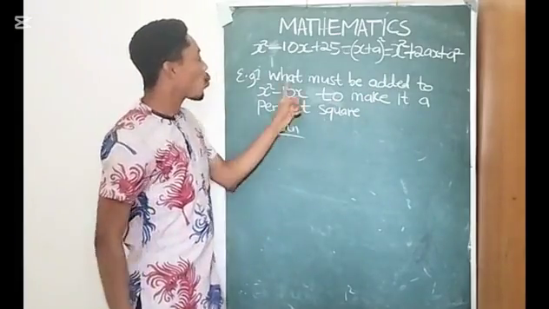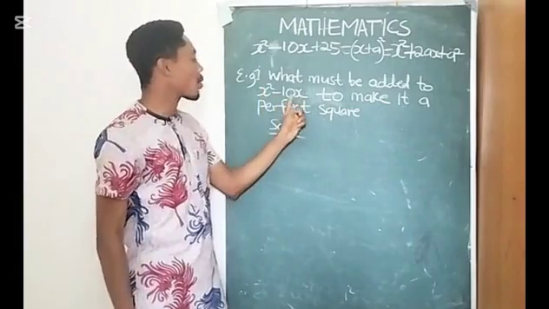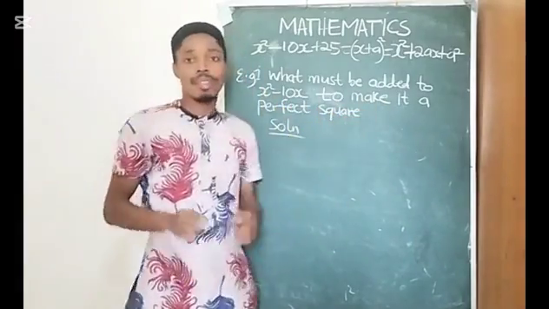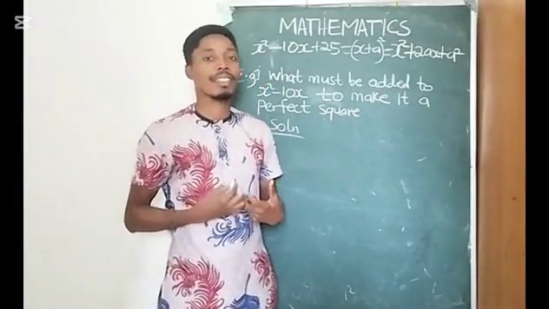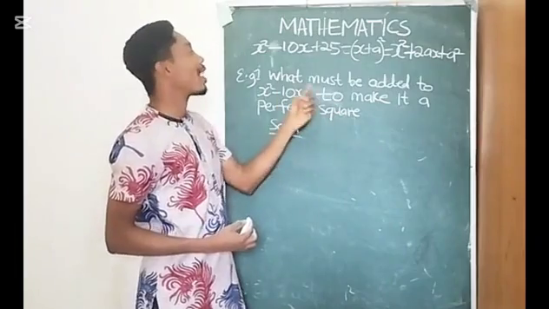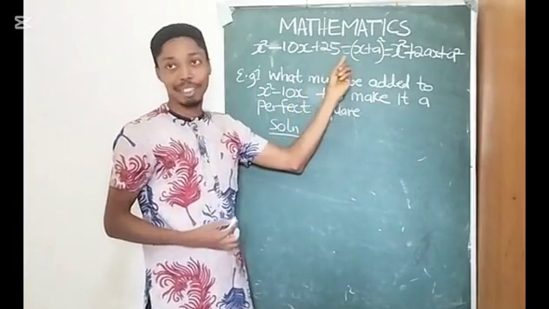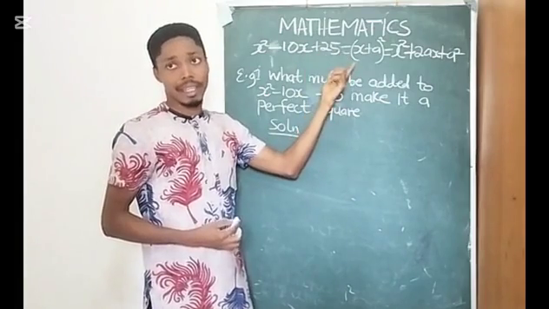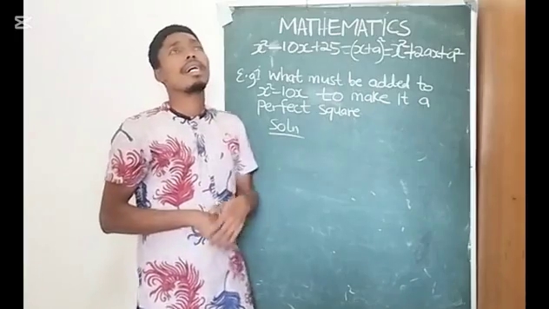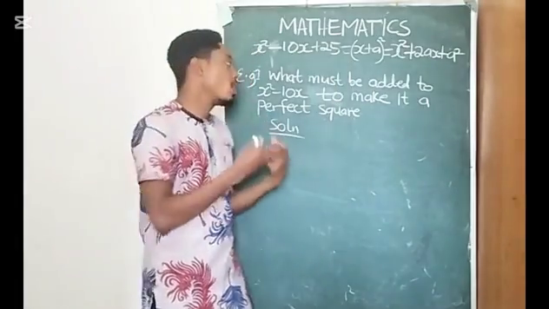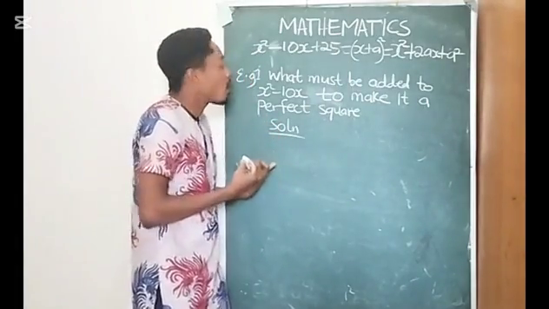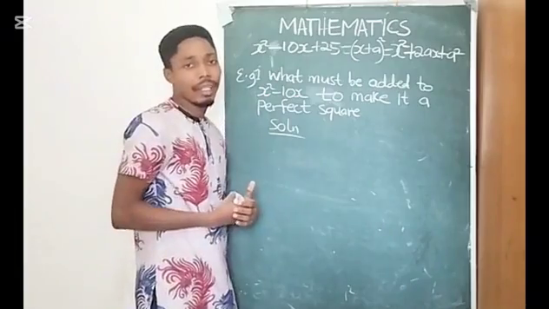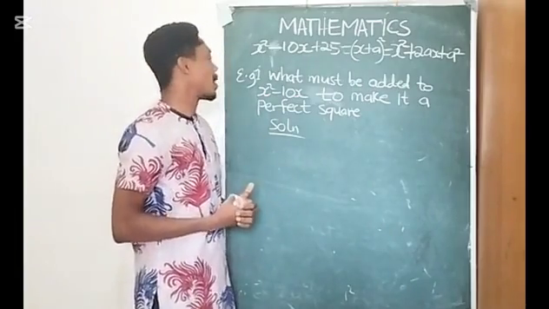All right. What must be added to x squared minus 10x to make it a perfect square? From what we've established from the beginning of this class, you will agree with me that the answer is going to be 25. In as much as we know that that's the answer, the purpose of this class is that we're going to work it out and see how we'll reach 25 as the answer.